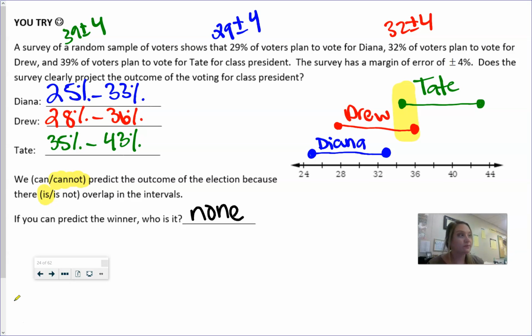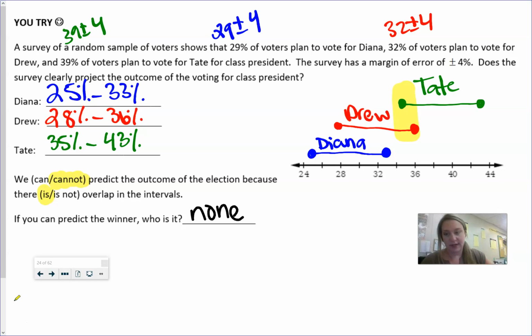There is no winner. All right, we know it's Drew or Tate. So if I was a part of this school, they would probably do a revote between just those two, right? Diana's out. There was no possible way that Diana could win. Okay, so she would be out. They would probably do a revote between just Drew and Tate for this one.